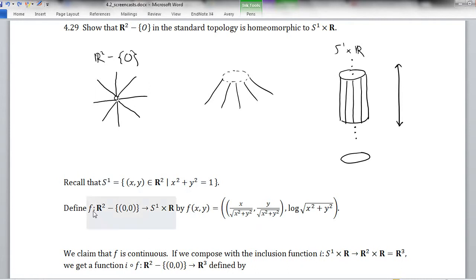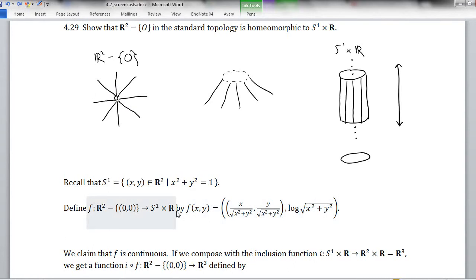And let's define our homeomorphism from the punctured plane to the cylinder by taking a point x, y in the punctured plane. The idea is that we want to shrink this punctured plane to the unit circle. So everything outside the unit circle is going to get shrunk down to it, and everything inside the unit circle is going to get pushed out onto it. The way you do that is if you think of x, y as a vector, we're going to divide it by its length, right? So we end up with a unit vector, a point on the unit circle, a point on S1.